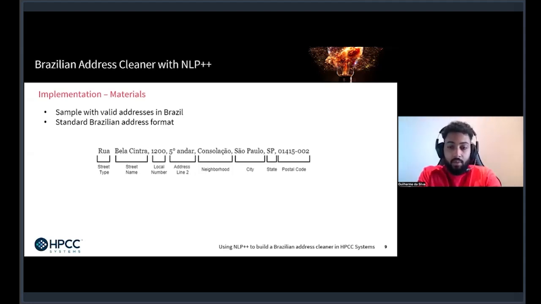The number of the floor in an apartment, the neighborhood, the city, the state, which must be informed by abbreviation, and the postal code. It is important to note that although there is a standard format for Brazilian addresses, some information is not required, such as the complement, that is the address line 2, which is used to inform the apartment where the person lives, for example. And as mentioned above, it is common for the address provided by a person to have flaws, such as typos or simply wrong information.